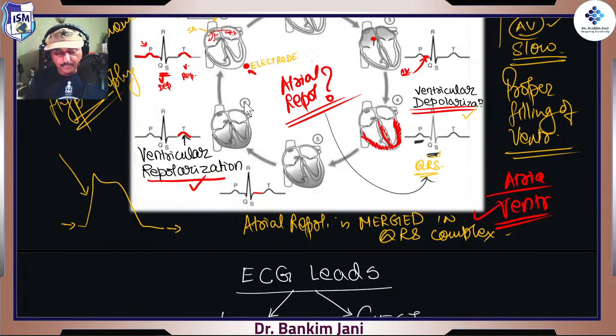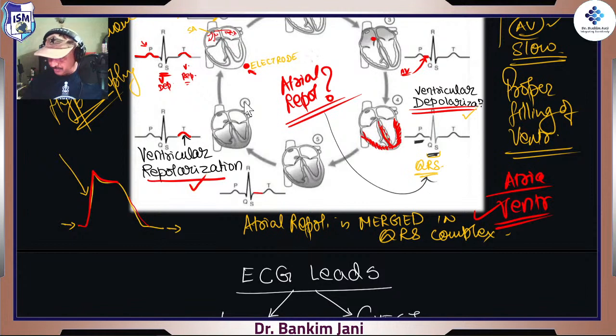When there is depolarization, you will get this spike, right? When it is repolarization, it is the small current which is passing through it. So that's why all the repolarizations will always be of low current. Now, one more interesting thing.